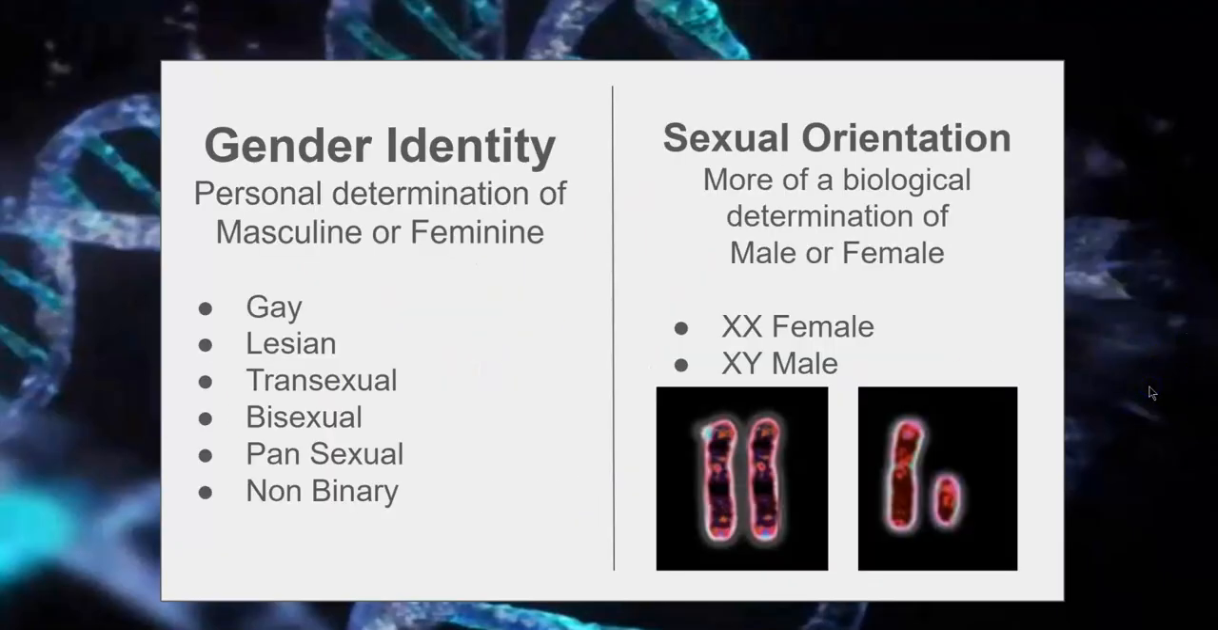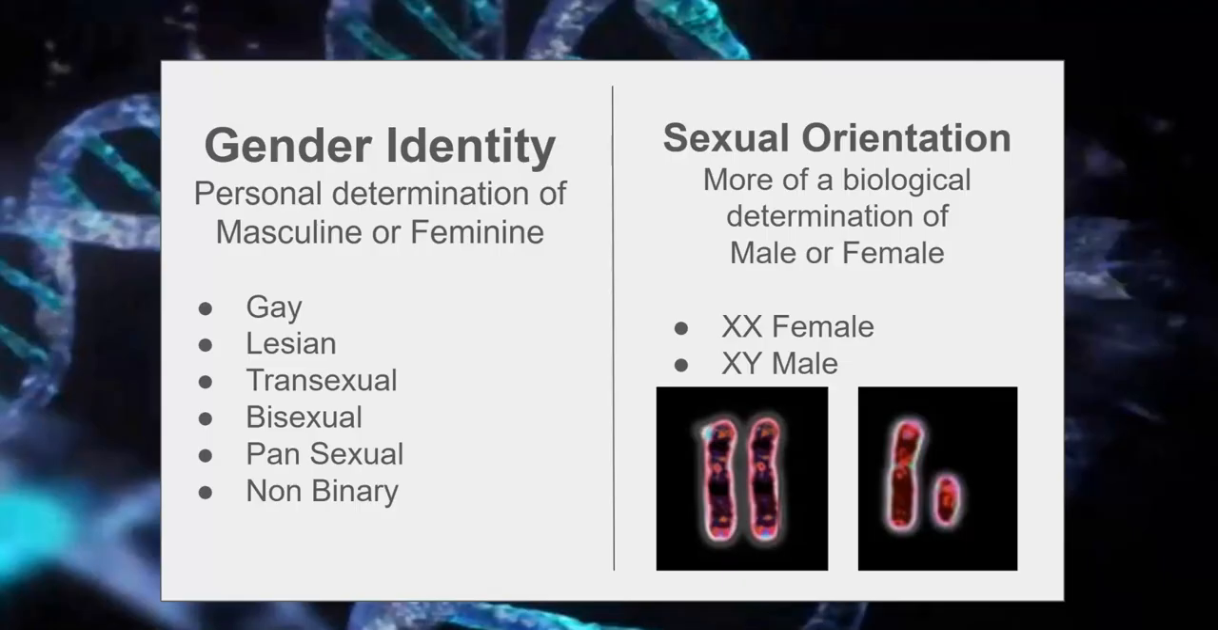First, before we go into that, let's look at gender identity versus sexual orientation. When you look at gender identity, it is more of a personal determination of masculine or female, and they have quite a bit of definitions and labels when it comes to this. The top 6 usually are gay, lesbian, transsexual, bisexual, pansexual, and non-binary. Now, compared to sexual orientation, that seems like a lot of information, right?